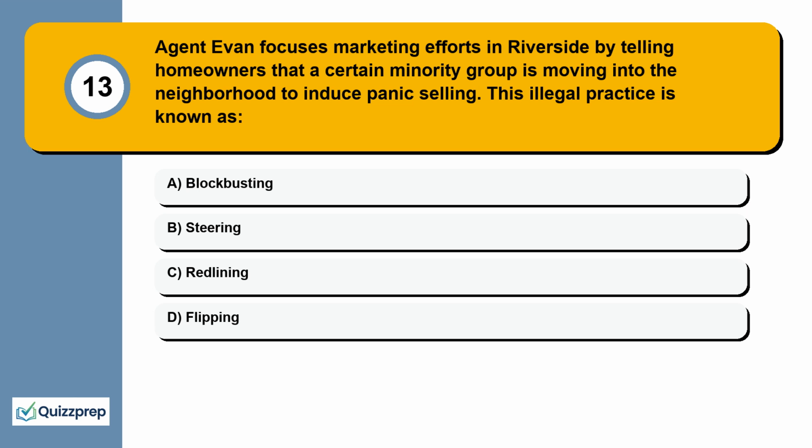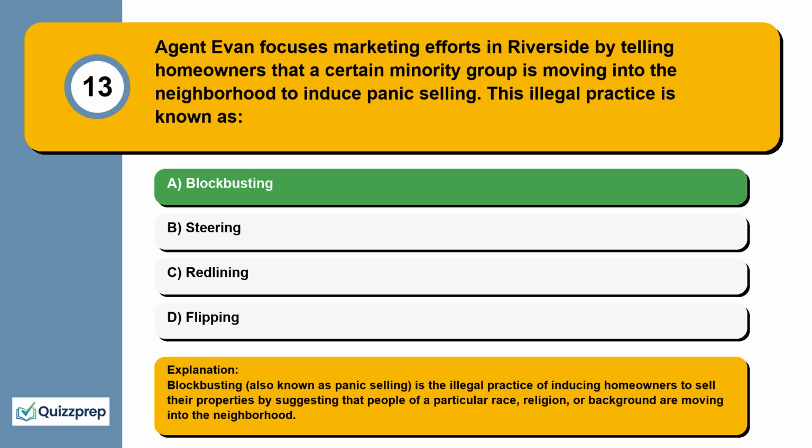Question 13. Agent Evan focuses marketing efforts in Riverside by telling homeowners that a certain minority group is moving into the neighborhood to induce panic selling. This illegal practice is known as blockbusting, steering, redlining, flipping. Blockbusting, also known as panic selling, is the illegal practice of inducing homeowners to sell their properties by suggesting that people of a particular race, religion, or background are moving into the neighborhood.